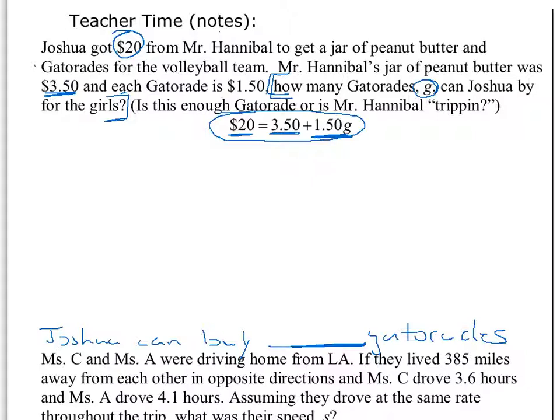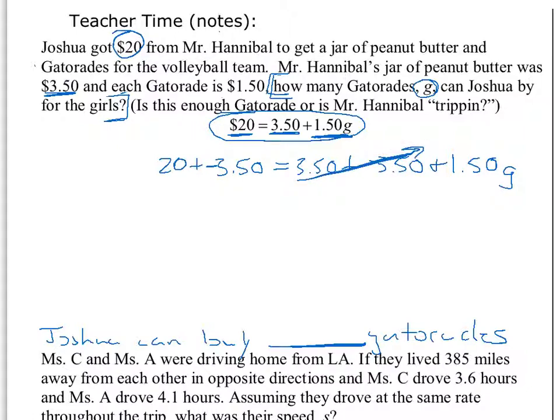Mr. Posey. The first thing you have to do is write an inverse, the additive inverse, okay? So what am I going to add to both sides? Negative $3.50. All right, $20 plus negative $3.50, is equal to $3.50 plus negative $3.50 plus $1.50 times G.